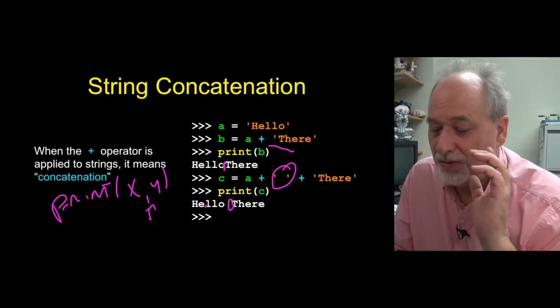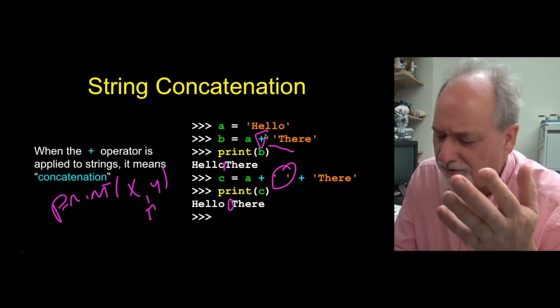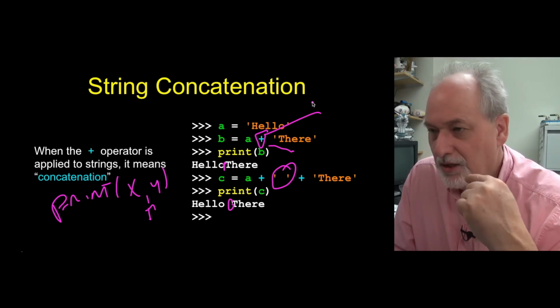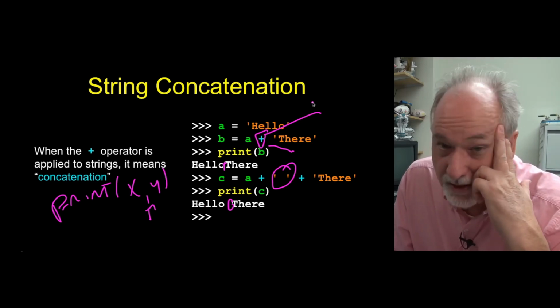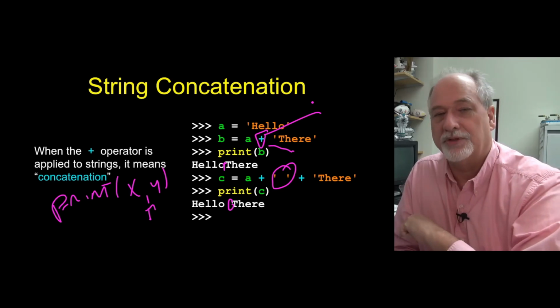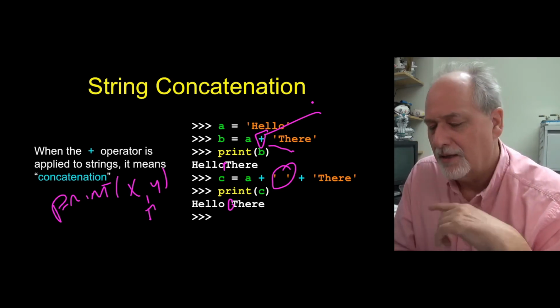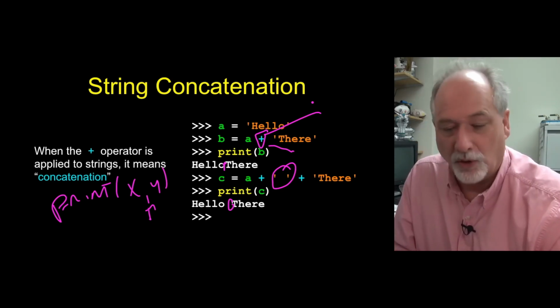You might think it's more convenient to add a space with a concatenation, but then you have to think, well, what if I want to concatenate things and not put the space in? Then I'd need a different operator. So that's kind of why it works that way.